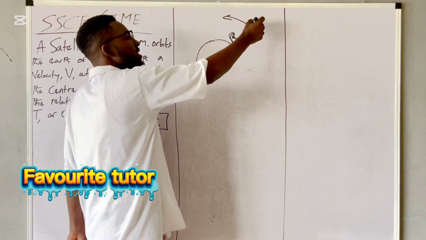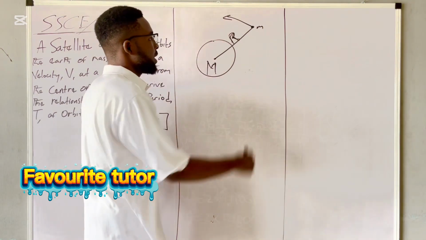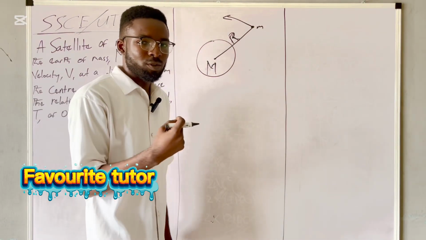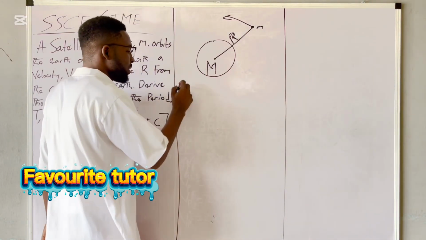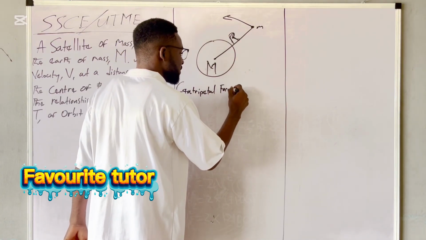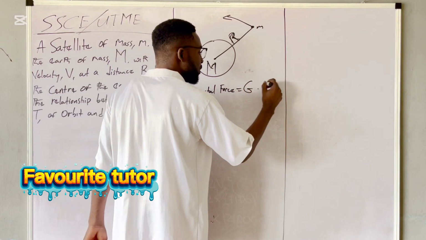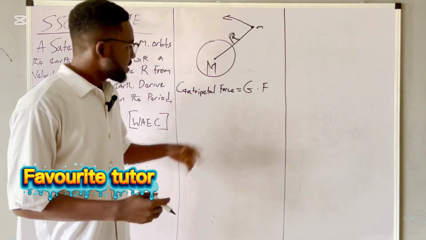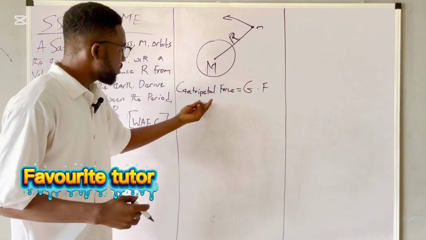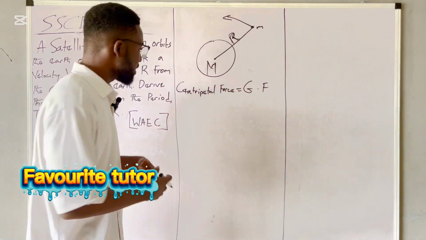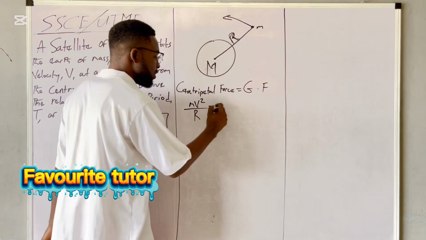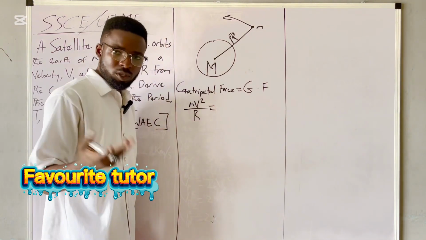Which force keeps this body in circular motion? Which force is going to keep this body in circular motion? That is centripetal force. You can say, therefore, the centripetal force is equal to the gravitational force of attraction. And what is the centripetal force? Centripetal force is mv squared over the distance, equals the gravitational force, using Newton's law of universal gravitation.